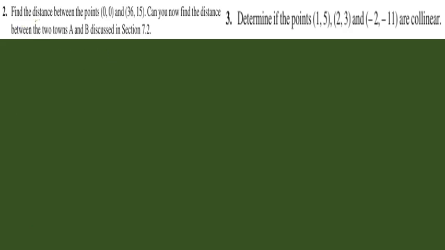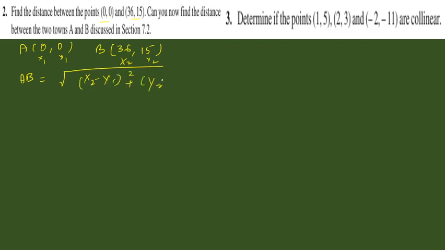The second question: the distance between the points 0, 0 and 36, 15. Point A is (0, 0) and point B is (36, 15). So this is x1, this is y1, this is x2 and y2. Just a simple formula: AB is equal to the square root of (x2 minus x1) whole square plus (y2 minus y1) whole square. When you apply this formula, I get (36 minus 0) whole square plus (15 minus 0) whole square.